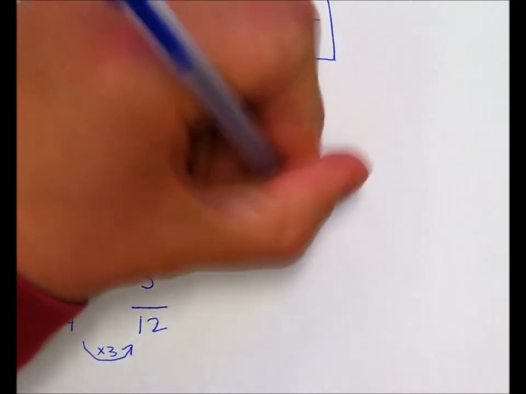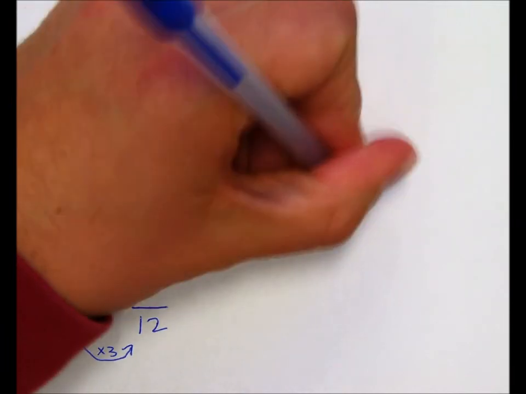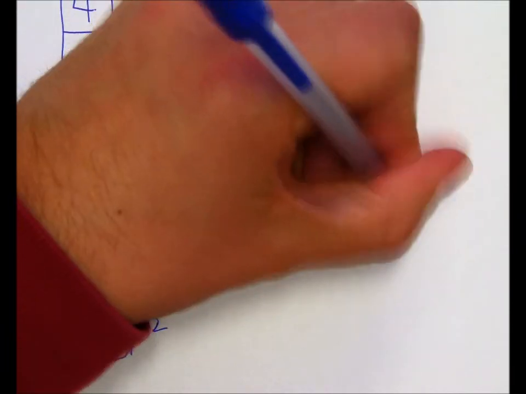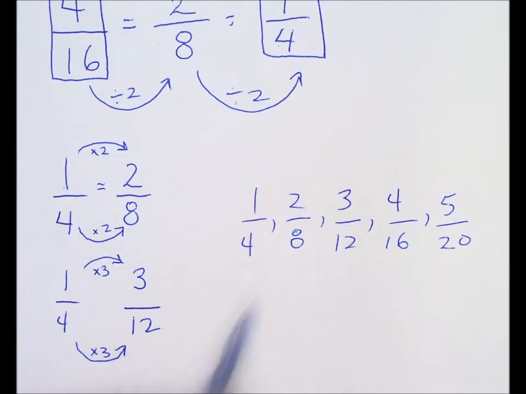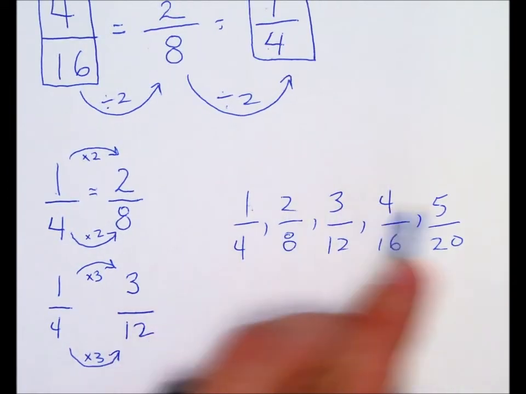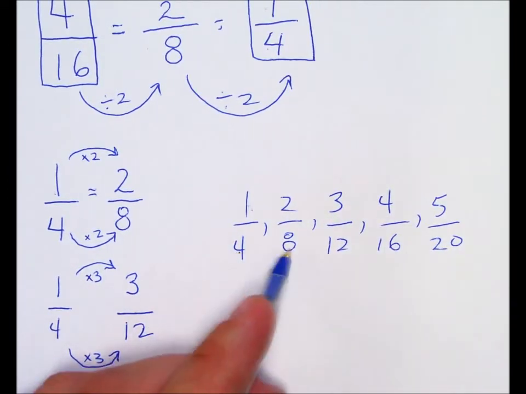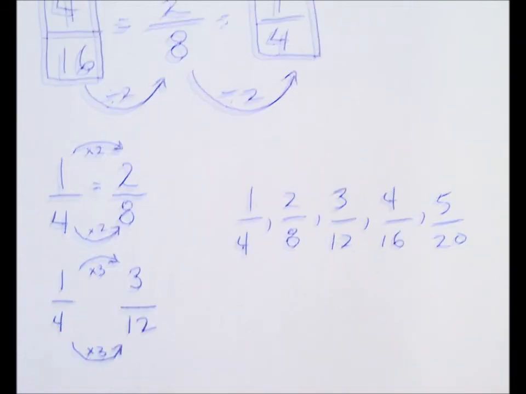1/4, 2/8, 3/12, 4/16, 5/20, etc. You'll notice that the numerator is going up by 1 each time here. The denominator is going up by 4 each time here. So you can also look for patterns.